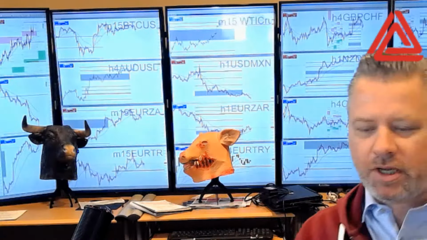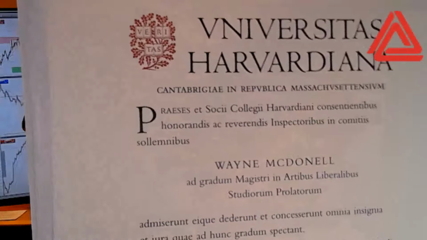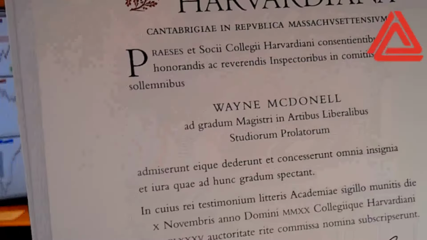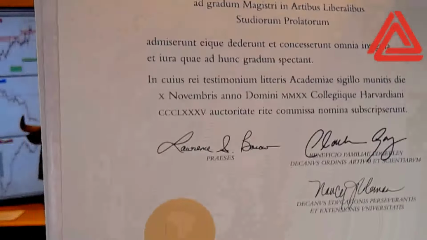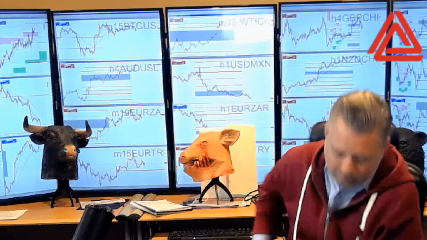Show and tell today, show and tell. I got this in the mail yesterday. What do you think of that? Yeah, boys. Yeah, officially done. Officially done. Master! Master! Yeah. Yep. Now I'm just another Harvard a-hole. Yep. That's how it rolls.